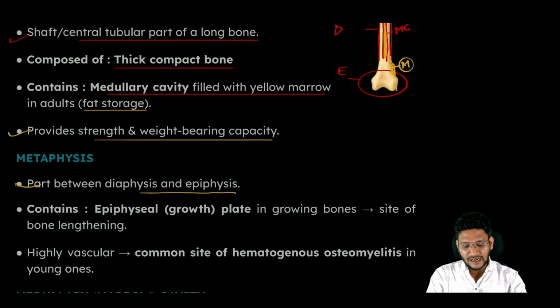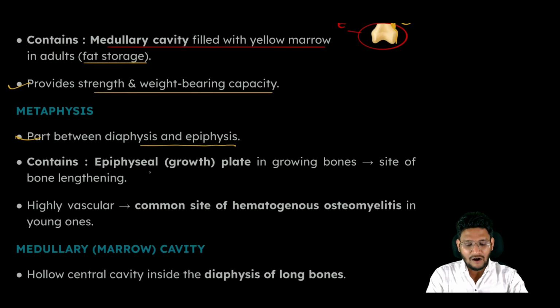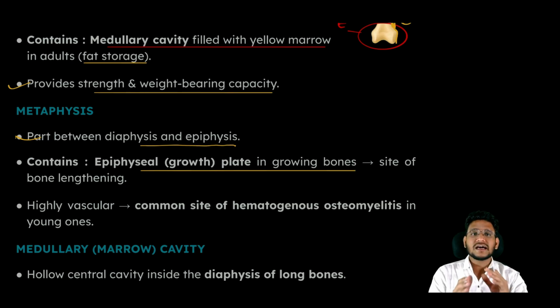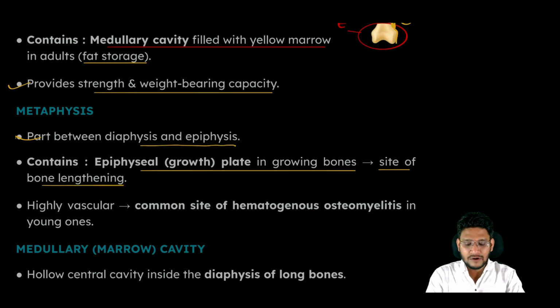This metaphysis contains the epiphyseal or growth plate in growing bones. So in growing bones, the growth plate is present in this metaphysis, and this is actually the site of bone lengthening. This will help the bone to grow in length.